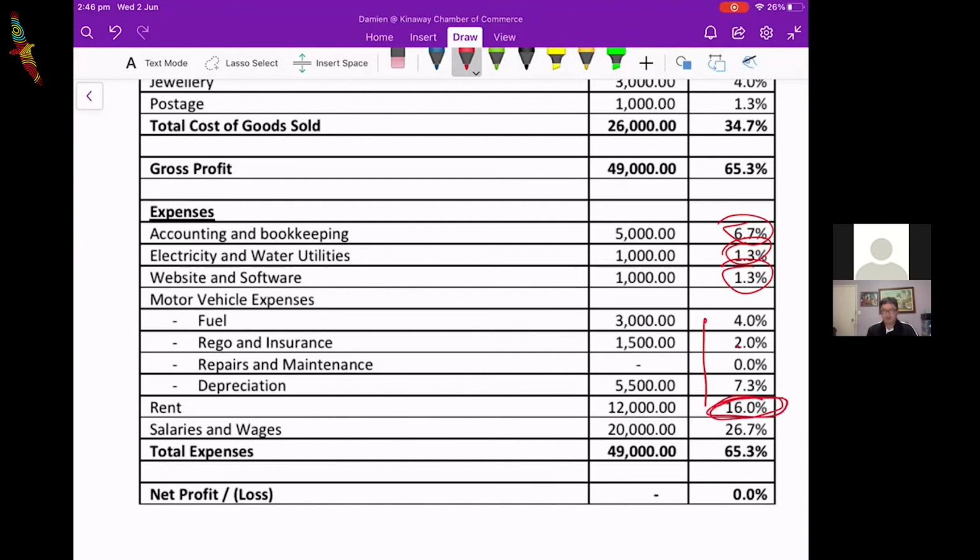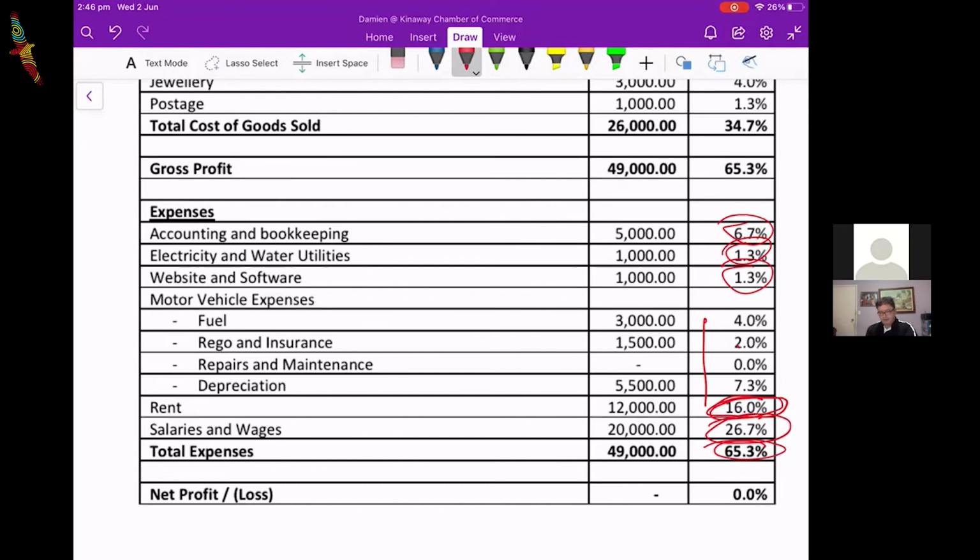So we can see rent there is 16% as an expense of total sales, and we see that even though it's only $20,000 for the salary and wages, it comes in at 26.7%. So it's a big part of the costs of this business. So these total expenses come in at 65.3% of total sales.